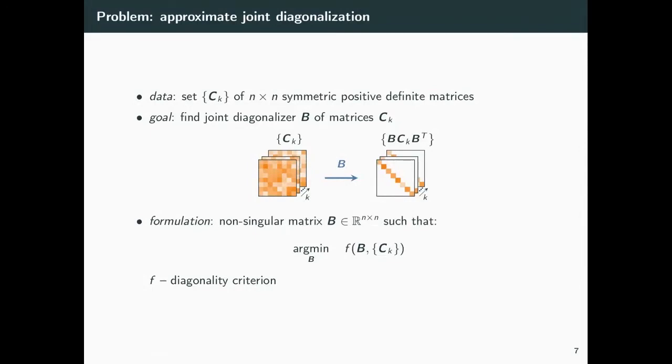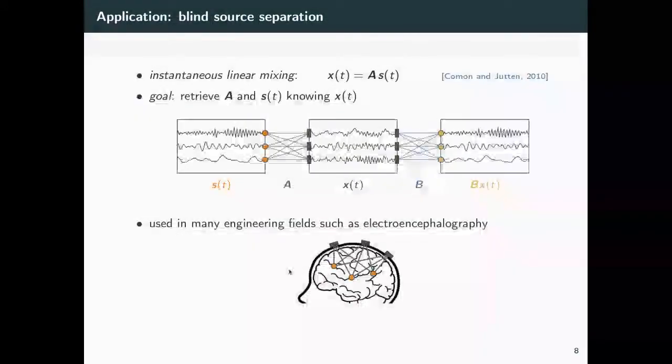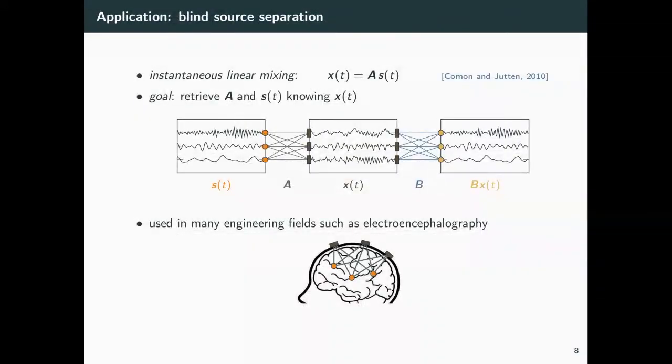So what we can do to formulate this problem is to define a diagonality criterion f of the set of transformed matrices, and define B as the minimizer to this cost function. Okay, and this has a central application to blind source separation, where we have some observation X, which results from the linear mixing of some sources with some matrix, non-singular matrix A.